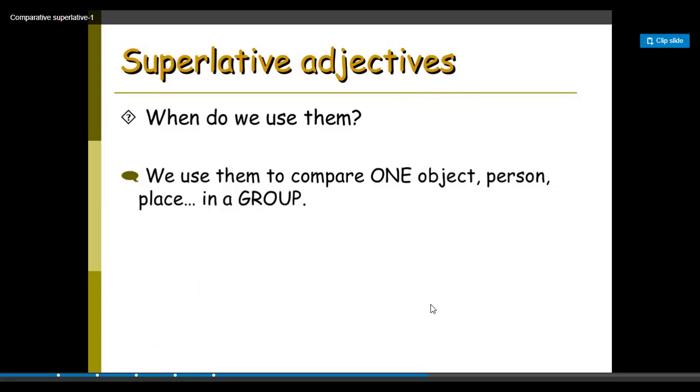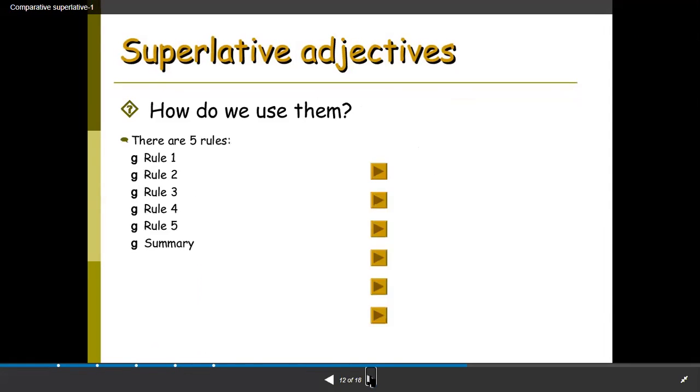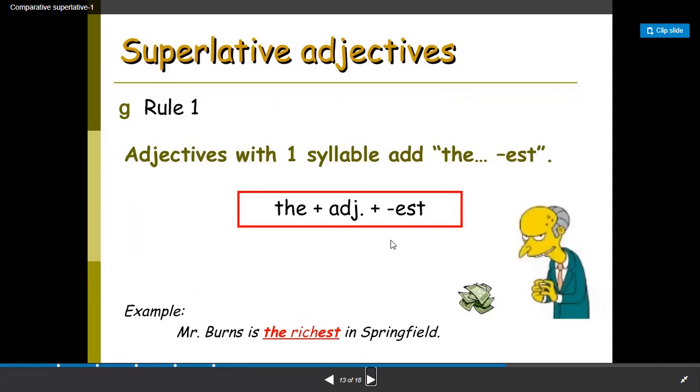طيب, how to do superlative in English? It's super easy. Instead of er in this situation, we will put est at the end and the before it. طيب, why do we put the? Because we want to tell you that this is the person that I mean. Like for example, I want to compare this person to all the people and he has more money than them. I want to use the adjective rich. What would I say? I would say Mr. Burns is the richest in Springfield. So I would put est and the before it.